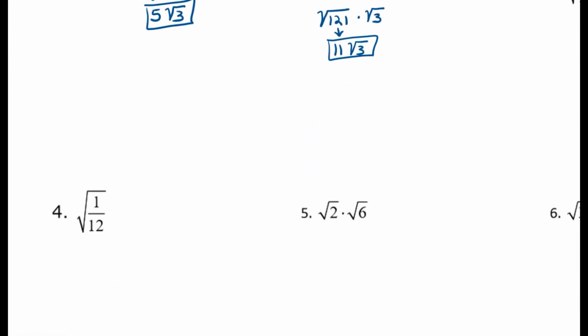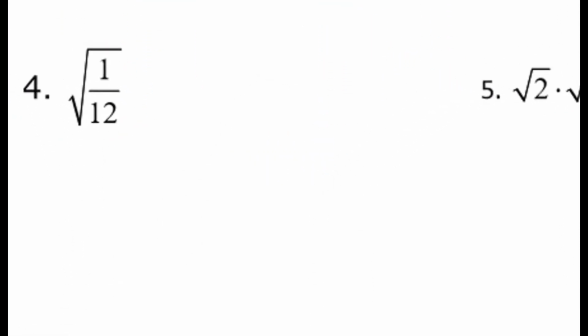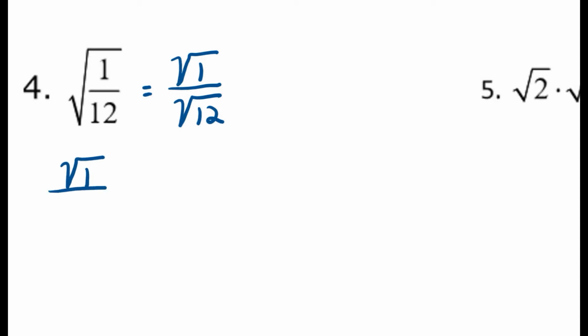Moving on to number 4, we again have a fraction. 1 is a perfect square. We're going to put that as a separate radical in the numerator, and then we have the square root of 12 in the denominator. So 12 is not a perfect square, and we're going to remember how to do what's called rationalizing. So I'm going to write the square root of 1 here, and I'm going to separate 12 into the square root of 4, which is a perfect square, times the square root of 3.